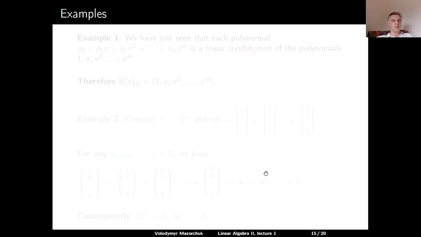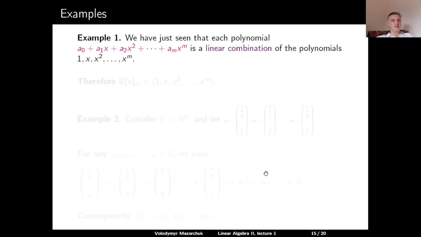Here are some examples. We have just seen that each polynomial of the form a0 plus a1x plus a2x squared plus and so on plus am x to the power m is a linear combination of the polynomials 1, x, x squared, and so on, x to the power m. This means that the subset R[x]_m is the linear span of the elements 1, x, x squared, and so on, x to the power m.